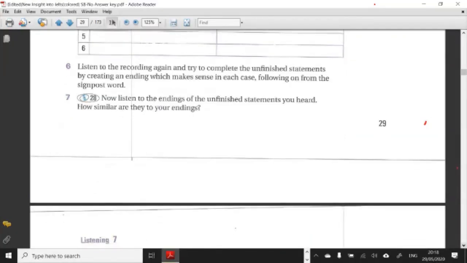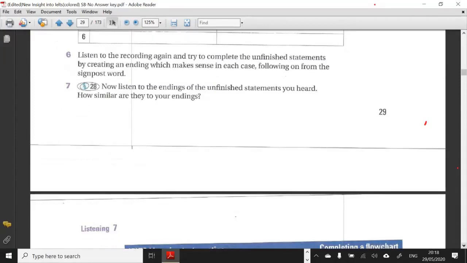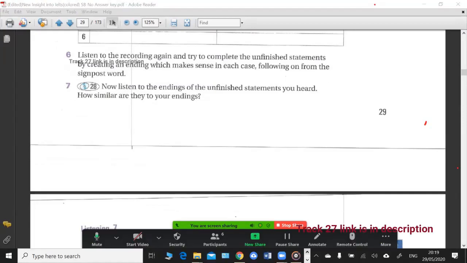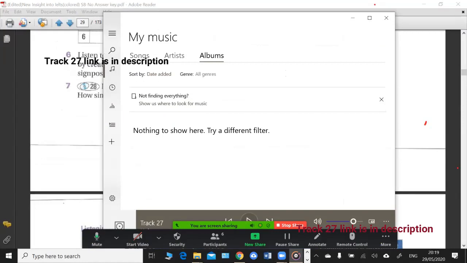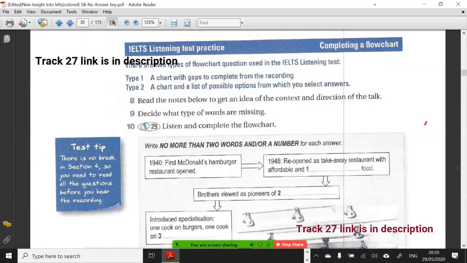Okay, looking at question number 7. Now listen to the ending of the unfinished statements you heard. How similar are your endings? You can check your answers now. I will play the listening one more time, the same, so you can have an idea how is your.